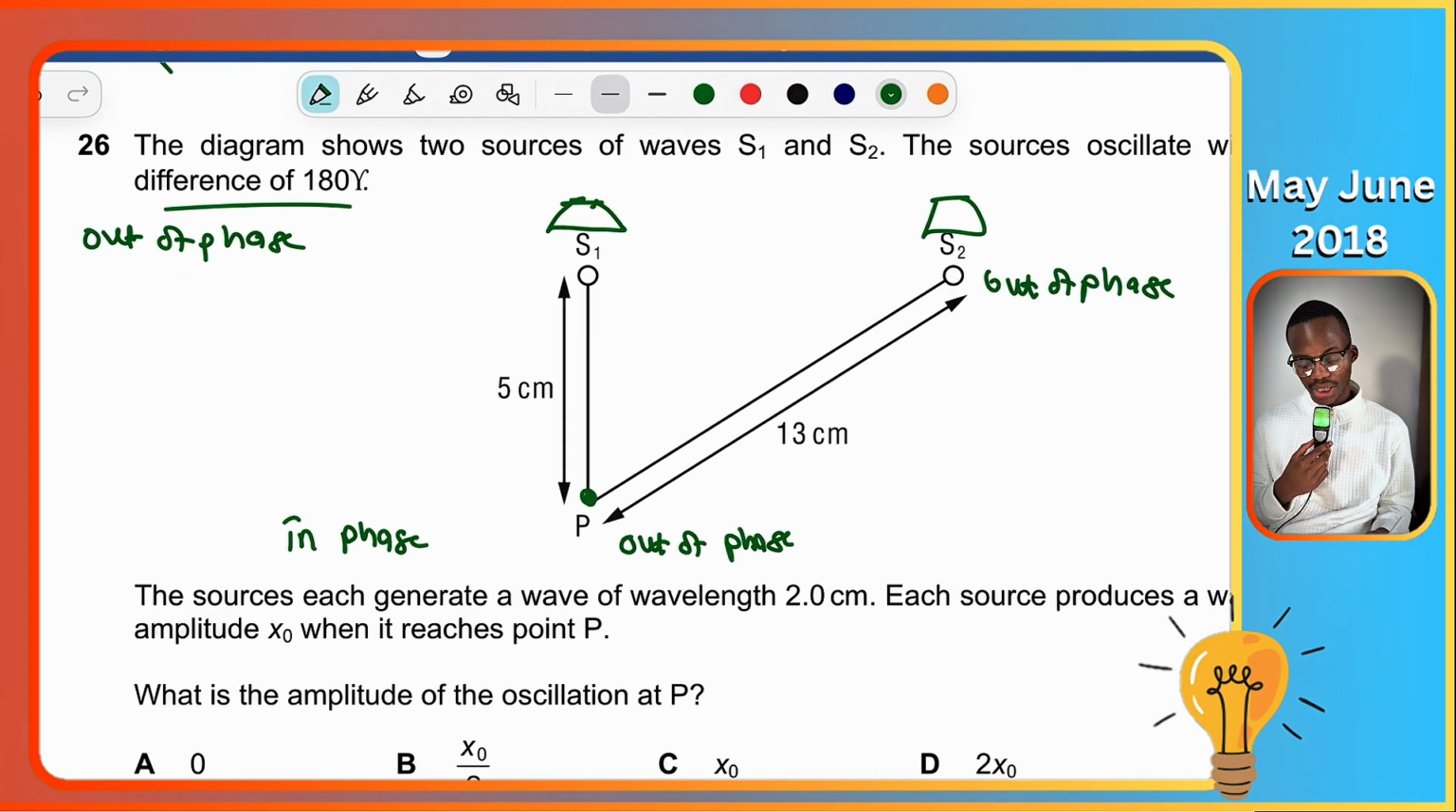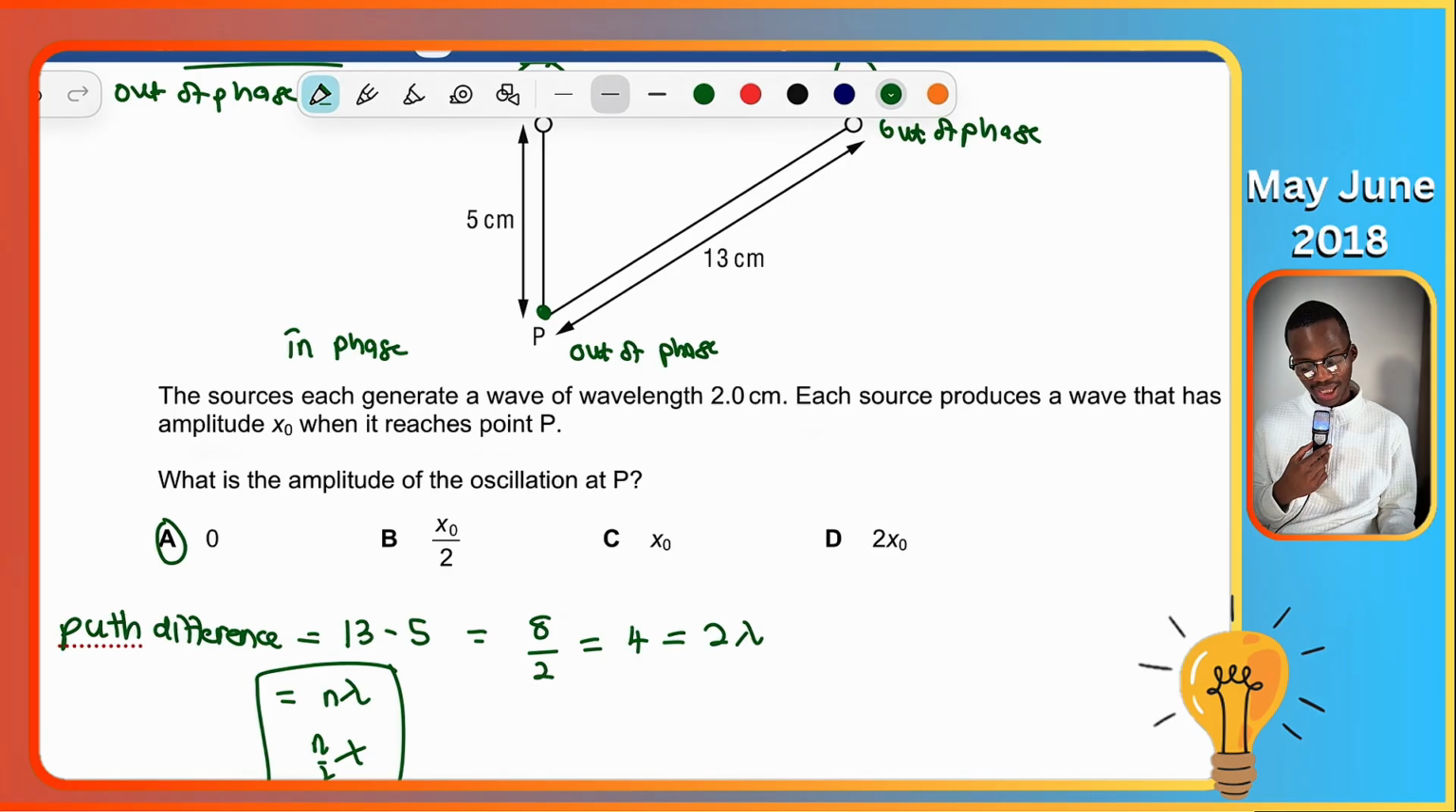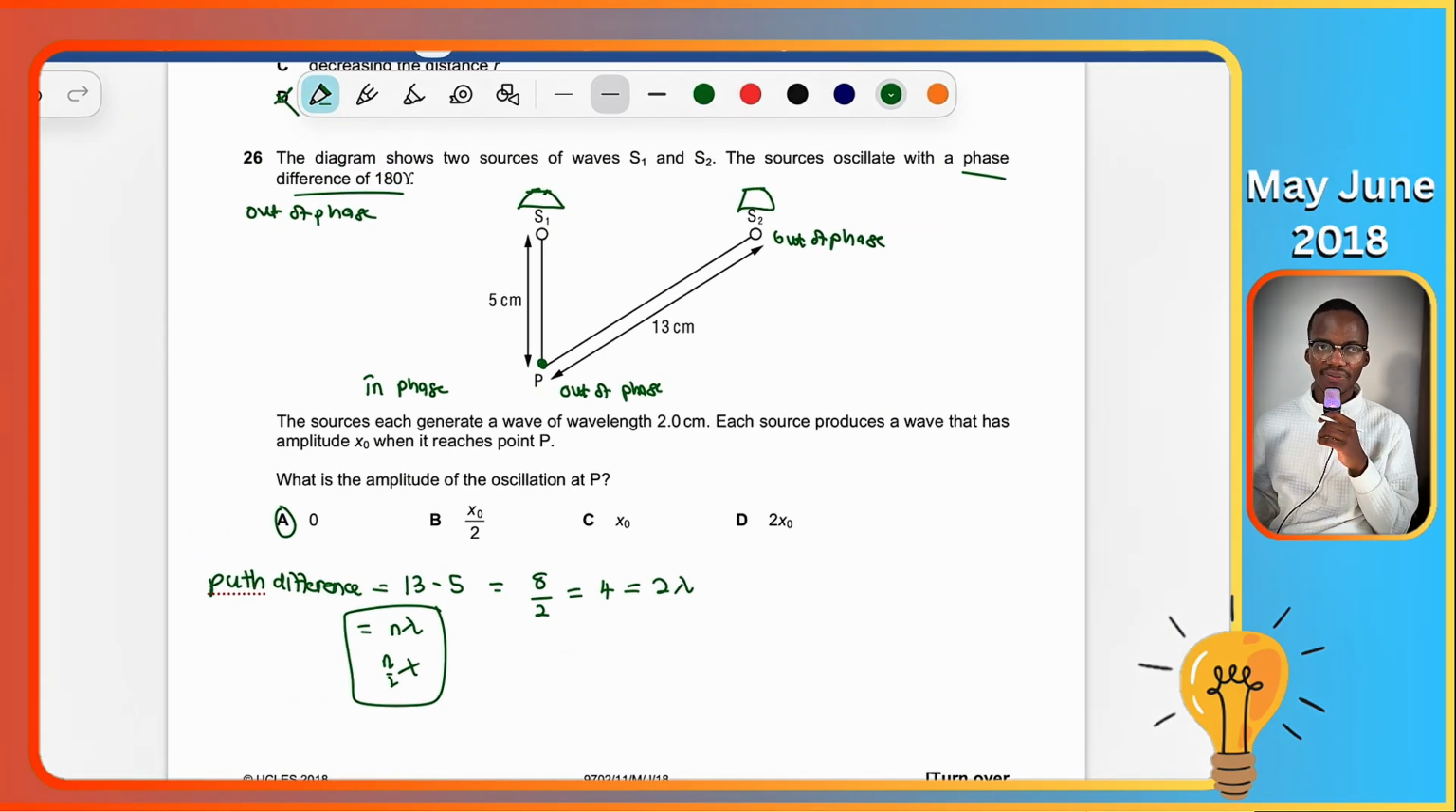So if waves, because of path differences, are supposed to arrive in phase, and they started in phase, fine, they arrive in phase. If they started out of phase, they arrive out of phase. So effectively, the amplitude of the oscillation at P is going to be 0. This is very difficult to explain. It's going to be destructive interference. They arrive at P out of phase and destroy each other, because they were supposed to arrive in phase, and they can't because they already came out of phase. I don't know how to explain this, but think about it this way.